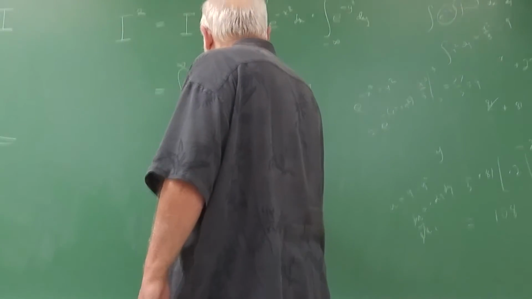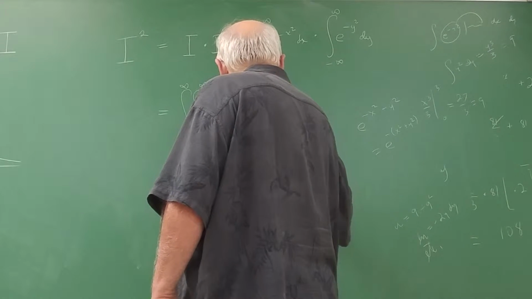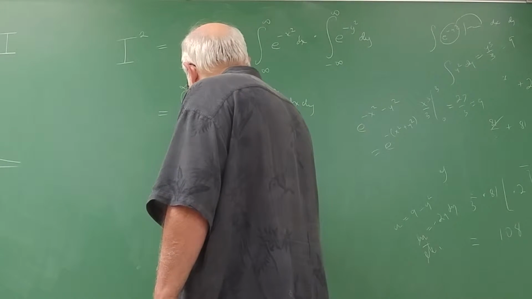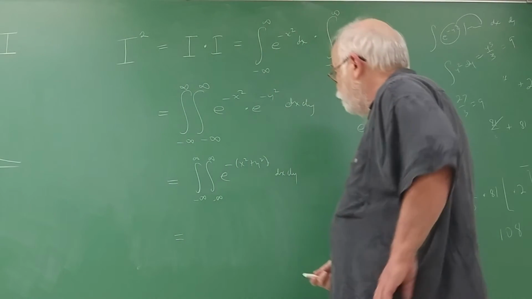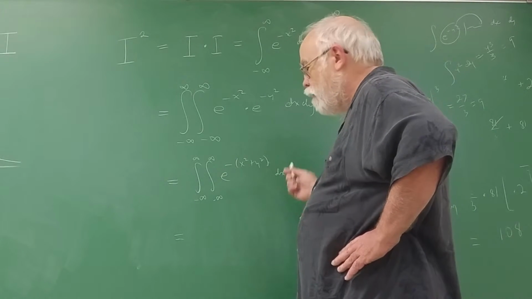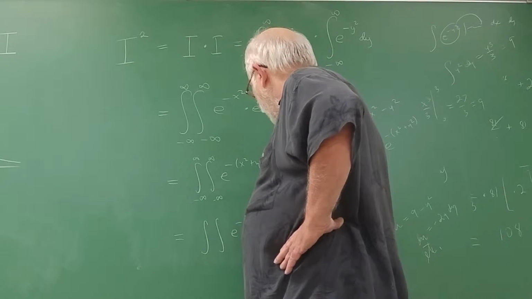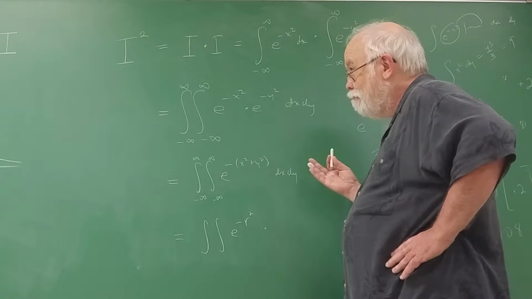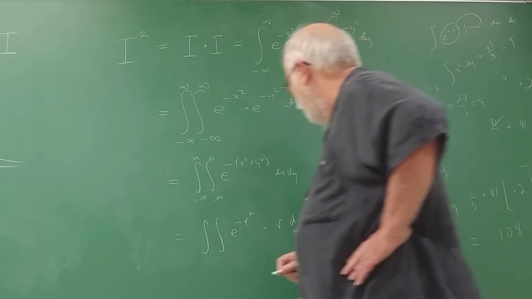So e to the minus x squared plus y squared dx dy, from minus infinity to infinity, minus infinity to infinity. You've already said it, it's r squared. Let's go to polar. So it's e to the minus r squared times r dr. And that's way easier to integrate.